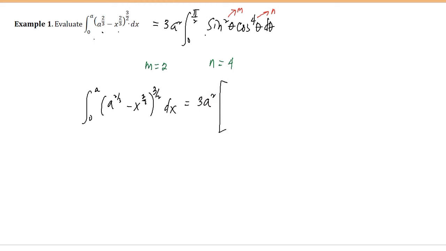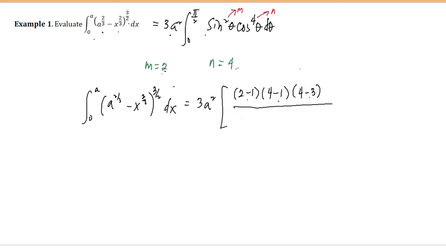So what does the Wallis formula say? We have m minus 1, m minus 3, m minus 5, until it becomes 2 or 1. Our m is 2, so that's 2 minus 1. Since it is 1 already, we stop there. For the n, that's n minus 1, so 4 minus 1. It's 3, so we continue. We have 4 minus 3. Since it is 1, we stop there. If we have not reached 2 or 1, we continue with minus 5, minus 7, subtracting odd numbers.